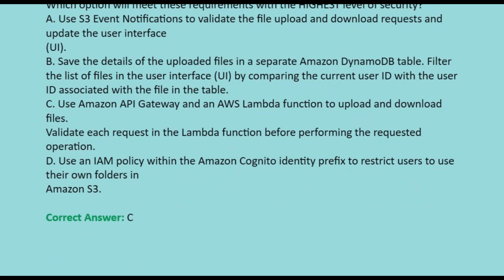Option C. Use Amazon API Gateway and an AWS Lambda function to upload and download files. Validate each request in the Lambda function before performing the requested operation. Option D. Use an IAM policy within the Amazon Cognito identity prefix to restrict users to use their own folders in Amazon S3. Correct answer is option C.